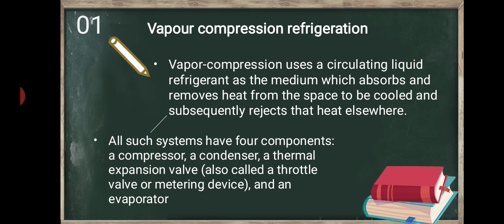Vapor compression refrigeration, what does it mean? Vapor compression uses a circulating liquid refrigerant as a medium which absorbs and removes heat from the space to be cooled, and subsequently rejects the heat elsewhere. Where it absorbs and where it rejects may be a little confusing, but don't get confused, we will see it later. And how does it do it? With a setup of a compressor, a condenser, a thermal expansion valve called a throttle valve, and lastly an evaporator.